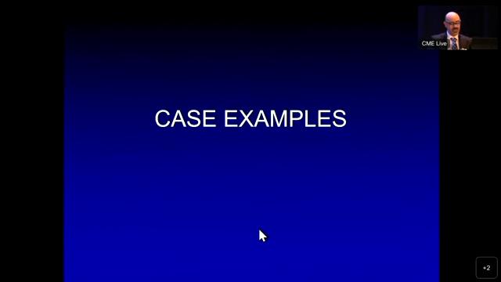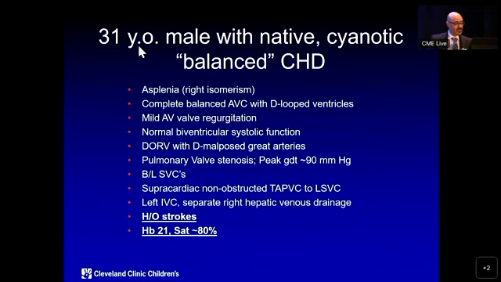So I'll just show some case examples where imaging helped, that I learned something from, and just to show you some of the issues involved with these patients. This one was also presented yesterday. He was a 31-year-old male with native, cyanotic balanced congenital heart disease. He had right isomerism, a complete balanced AV canal, so had 2 good-sized ventricles with D-loop ventricles. AV valve function was good, ventricular function was good, but he had double outlet right ventricle with D-malposed great arteries, and some degree of pulmonary valve stenosis that have kept him to some degree balanced.